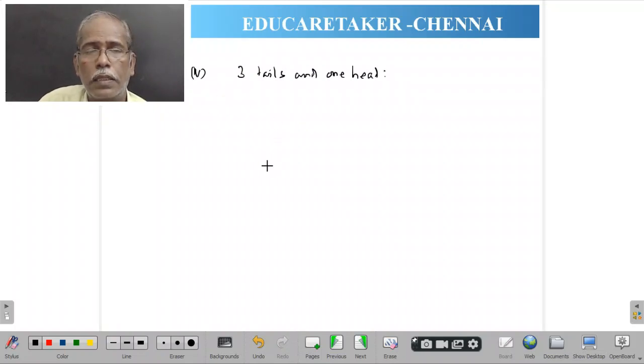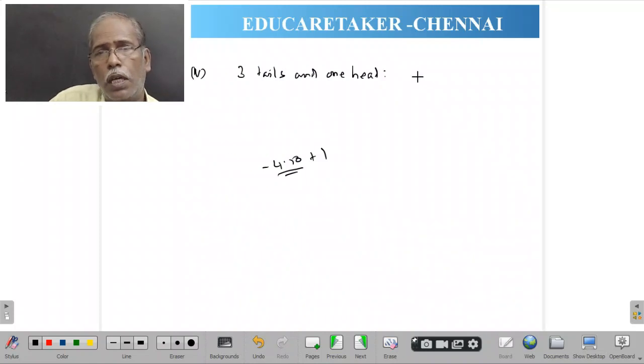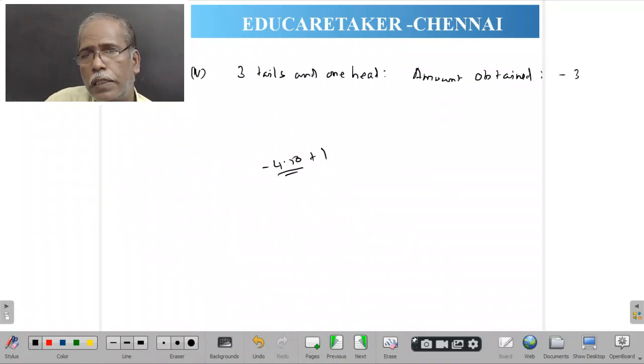For 3 tails, minus 4.5 rupees gain. For 1 head, 1. So what is the total? Minus 3.5. So the amount obtained is minus 3.50. It should be a rupees symbol. Minus 3.50 gain, and for 3 tails, what are the possible outcomes?